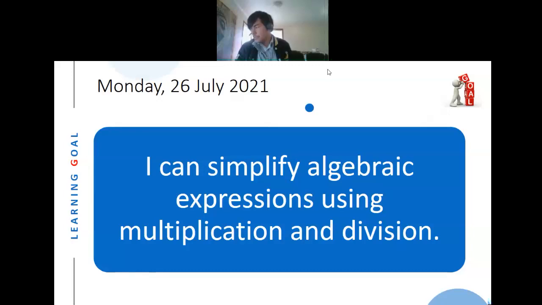Alright guys, welcome to our lesson for today. The learning goal here is that we can simplify algebraic expressions using multiplication and division.